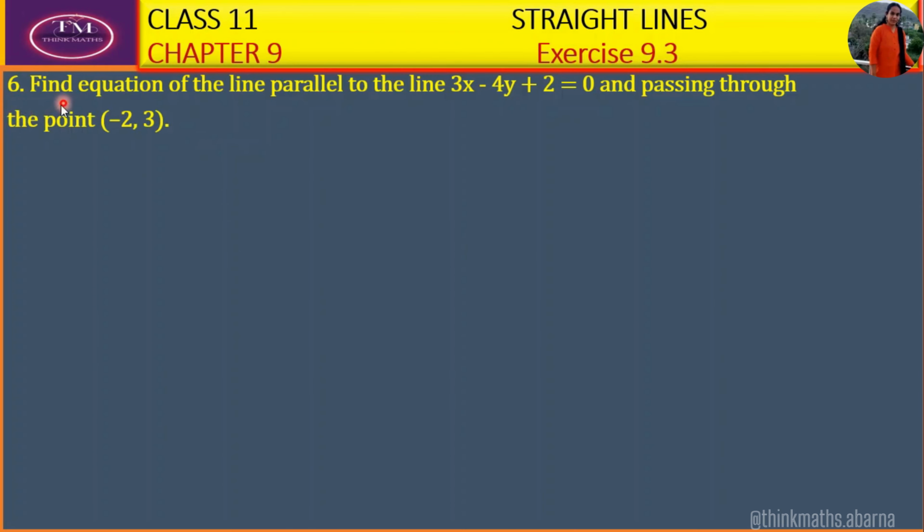Sixth question: find the equation of the line parallel to the line 3x minus 4y plus 2 is equal to 0 and passing through the point (minus 2, 3).